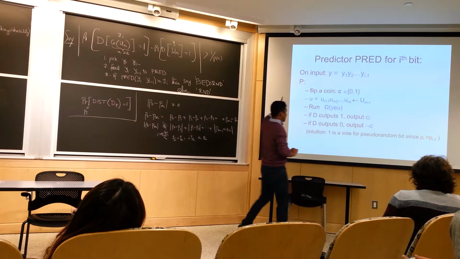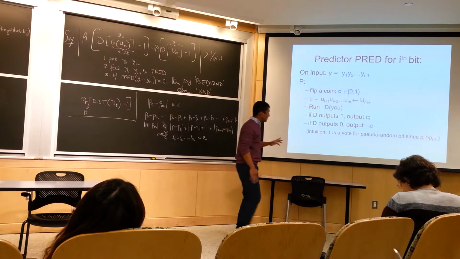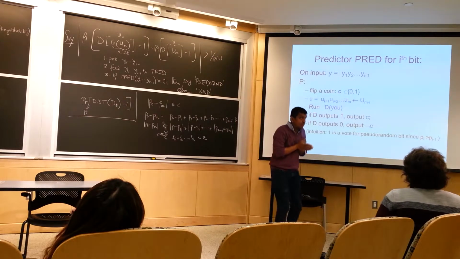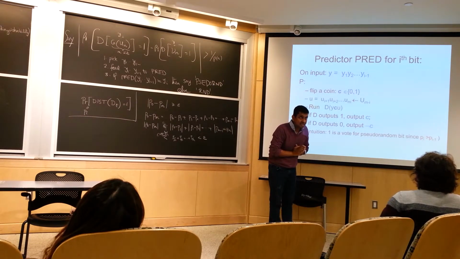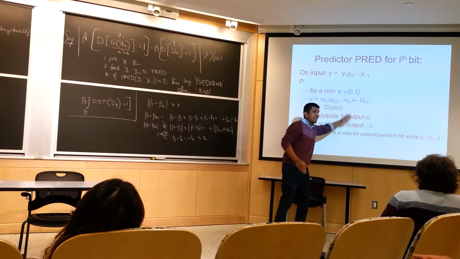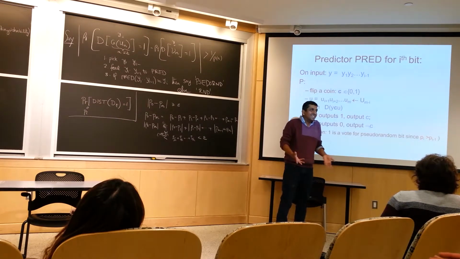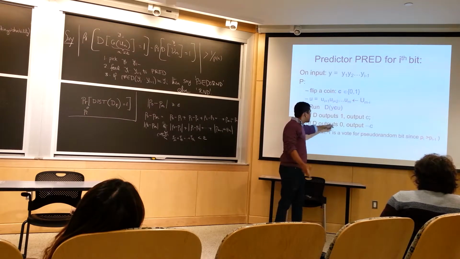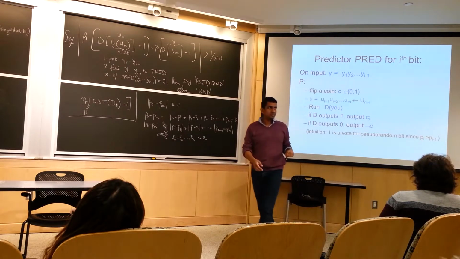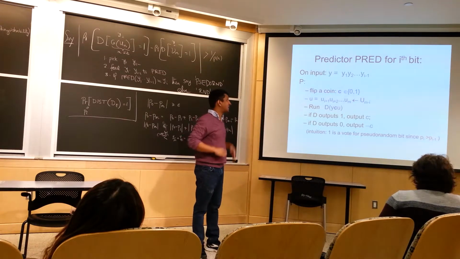So work through the chain of arguments. D outputs 1 with bigger probability if C was the correct answer. So if D outputs 1, I should output C. That's the correct answer. If D outputs 0, I should output the opposite of C. This is my next bit predictor.